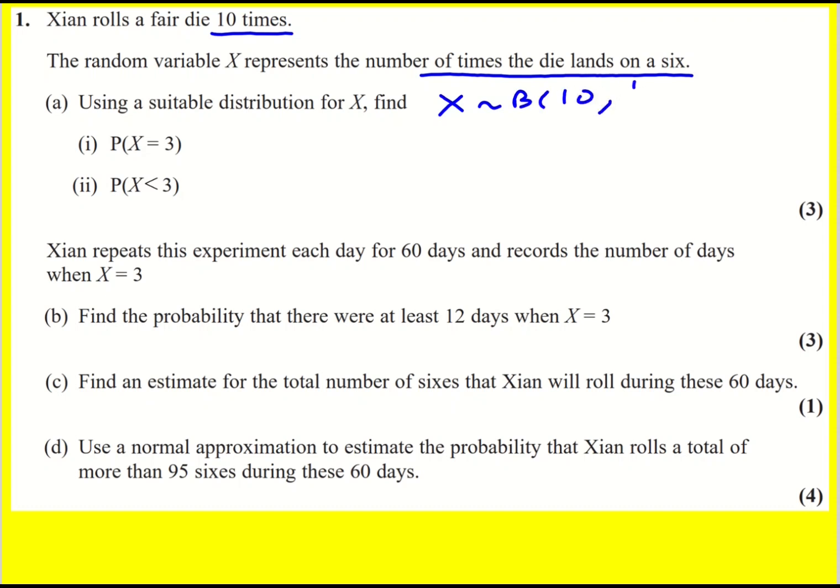10 trials, probability of success is going to be 1 over 6 because, yeah, fixed number of trials. We have a fixed probability because it's a fair dice. It's going to be independent events because as you roll the dice, it's not going to affect the next roll. And then finally, there's two outcomes. You can either get a 6 or not get a 6. So this is a good model to use.